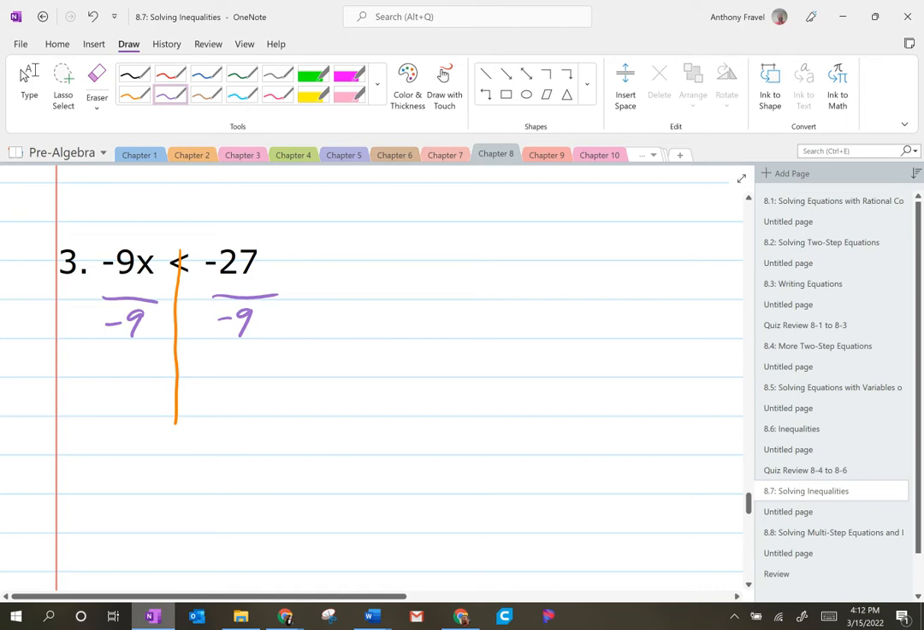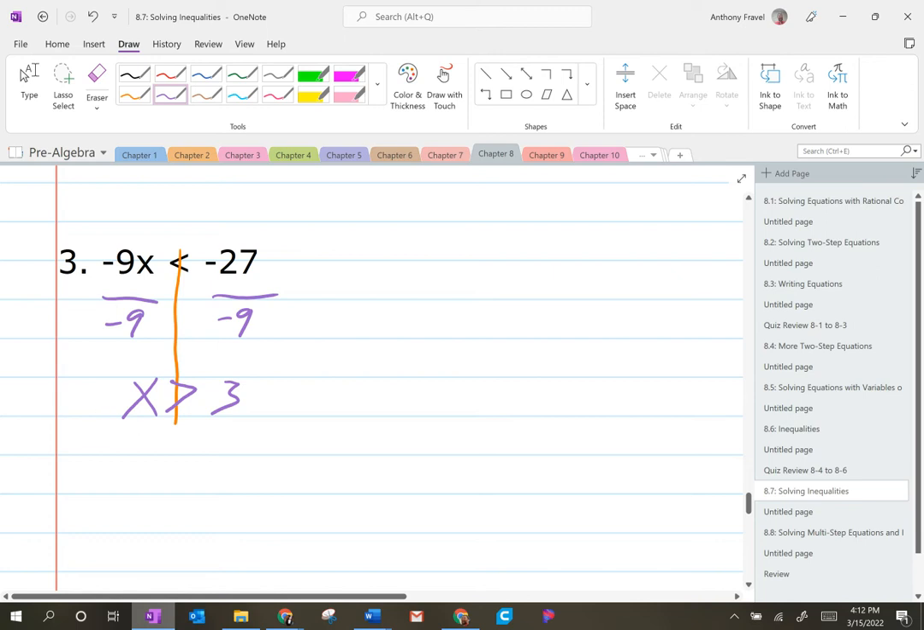Negative 9 to both sides. I'm left with an x. Because I divided or multiplied by a negative, I have to change the sign. So instead of being less than, it's now going to be greater than. I have a negative divided by a negative. That means it's going to be a positive. 27 divided by 9 is a positive 3.